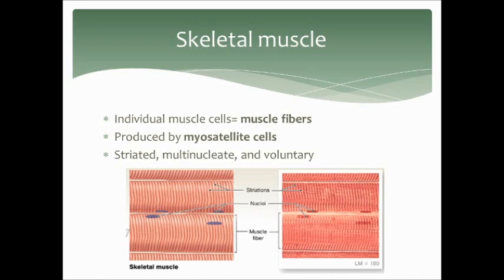The individual muscle cells themselves are called muscle fibers, which may be counterintuitive because fibers don't sound like cells, but that's what they're called. They're produced by myosatellite cells, which are a type of stem cell. They are striated because they have this striped appearance. They're multinucleate, so the cells have multiple nuclei, and they are voluntary, so you have to think about flexing them or moving them, at least subconsciously, in order to allow movement to occur.